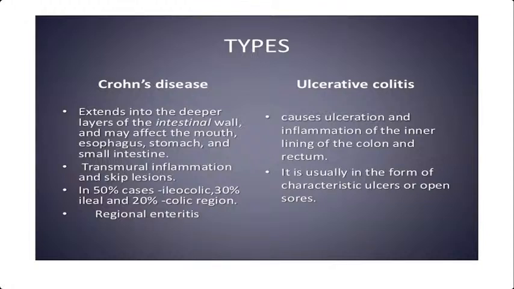So it is a transmural inflammatory disease. It tends to have skip lesions. So you have normal mucosa, skip lesions, the ulcers, and then normal mucosa. In 50% of cases in Crohn's disease, it's ileocolic, so small and large gut, 30% ileum, and 20% only the colon. And because most of the time it affects the small bowel, it's often referred to as regional enteritis as well.